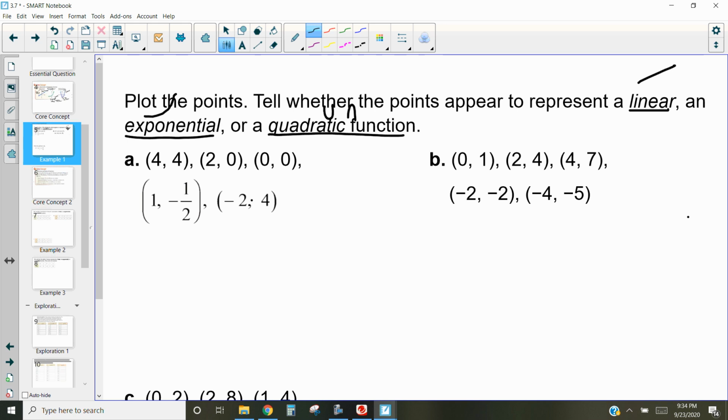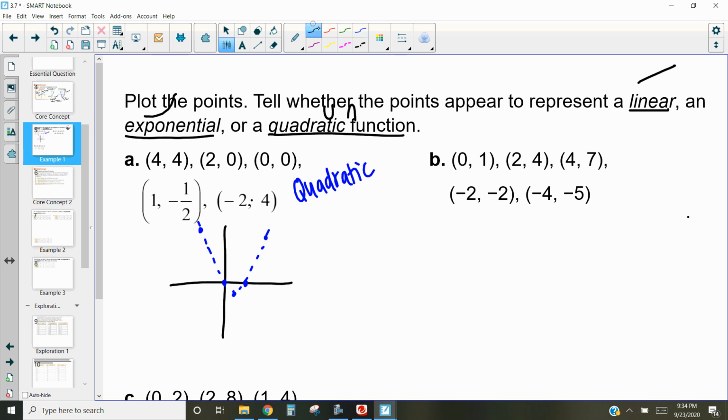So let's take a look at these 5 points here and plot them on our graph. So here's my graph. My points that I have here are at (4, 4). I've got one at (2, 0). I've got one at (0, 0). I've got one at (1, negative half). Got one at (negative 2, 4). Well, looking at those 5 points, it looks like I can easily draw a curve like this, and that looks a lot like a quadratic.